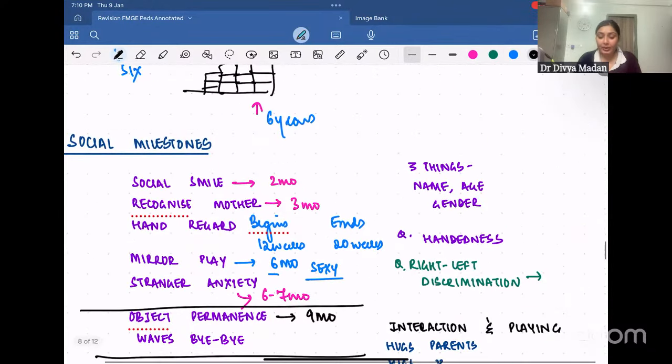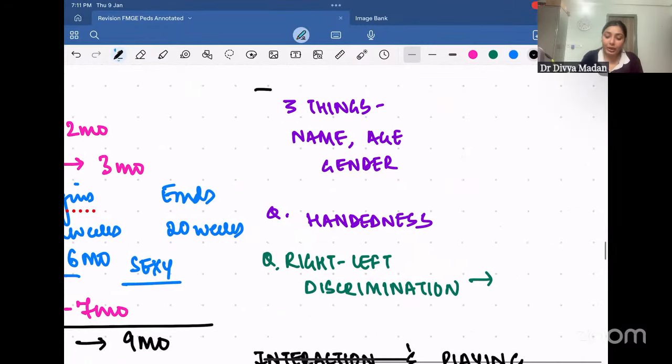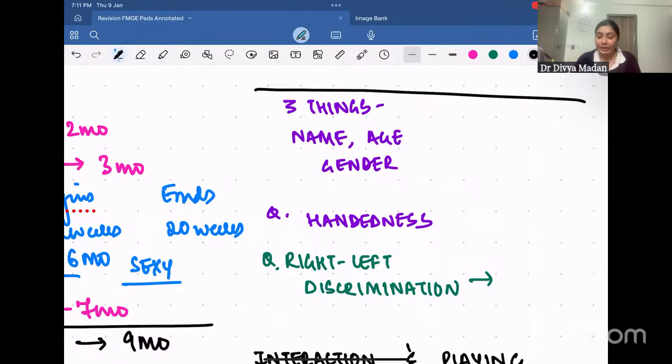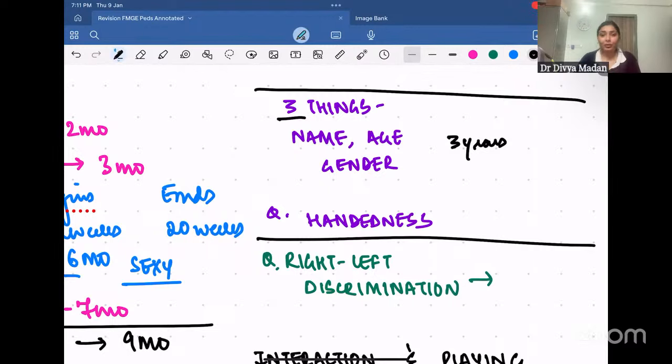After that, the child will be able to tell three things, introduce himself: name, age, gender. These three things the child can tell at 3 years of age. Handedness, that is preference of one hand over the other, also comes at this age, right? At 3 years only.